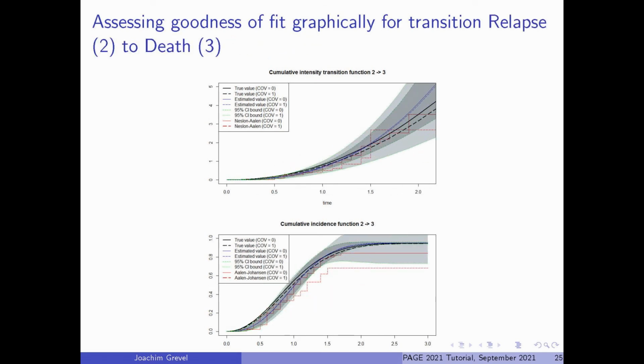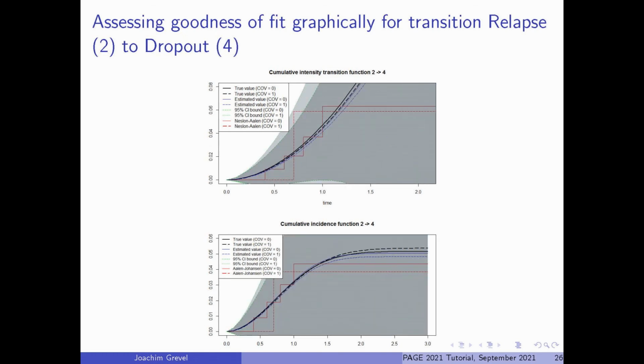From relapse to death, we have no separation between the 2 treatments, and it is very hard to decide that there is any influence on death after patients have progressed to relapse. And finally, on the transition from relapse to dropout, it is very clear that there are simply too few events happening to draw any inference.